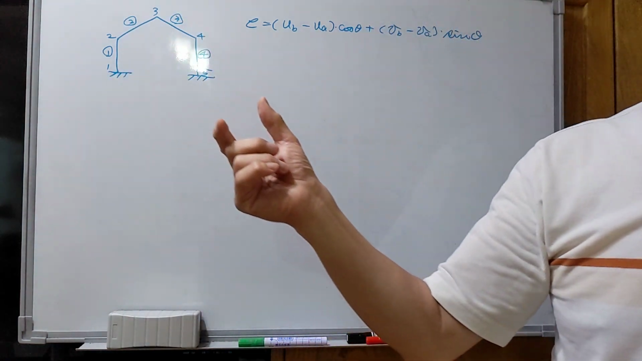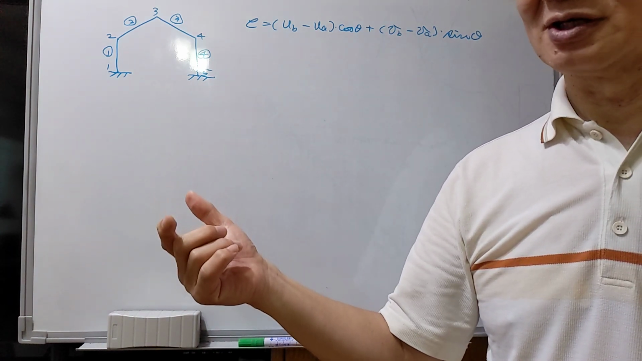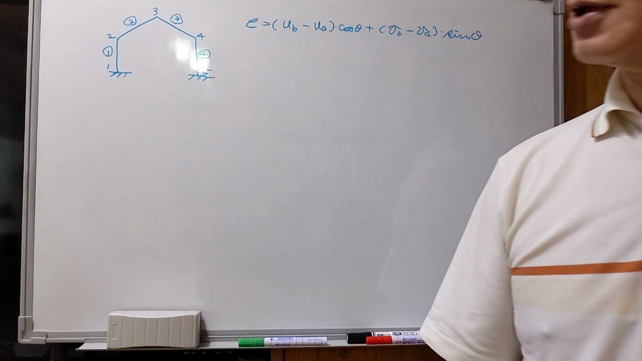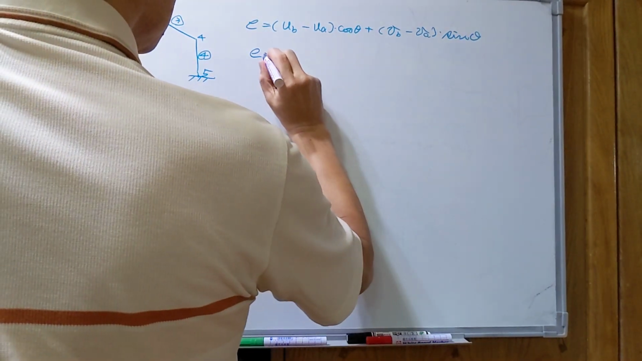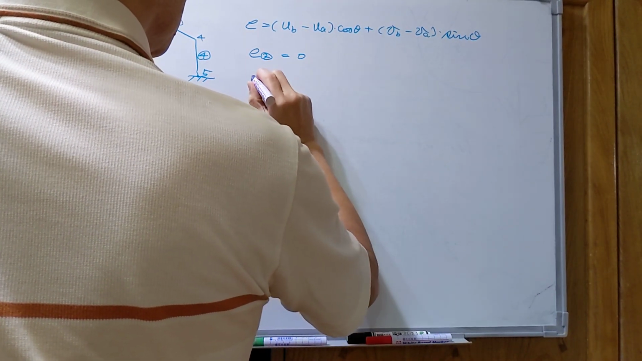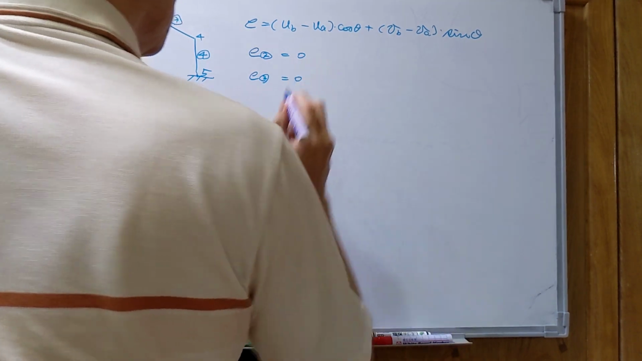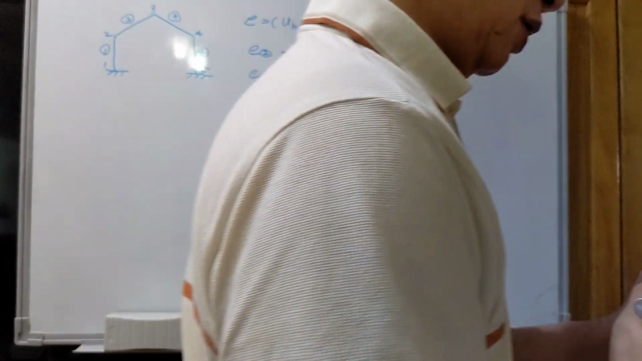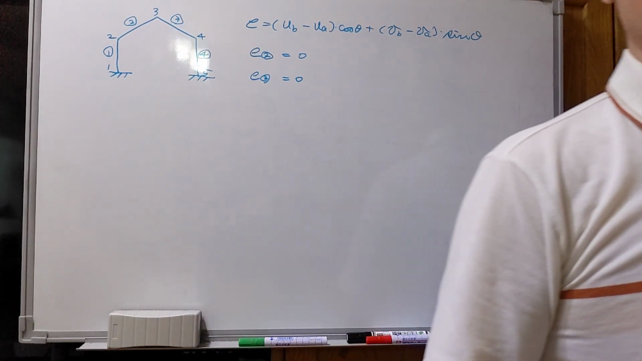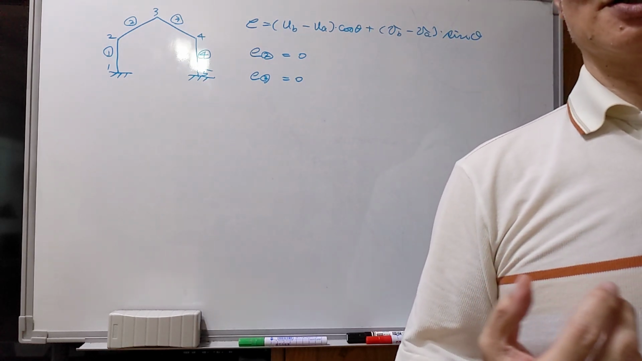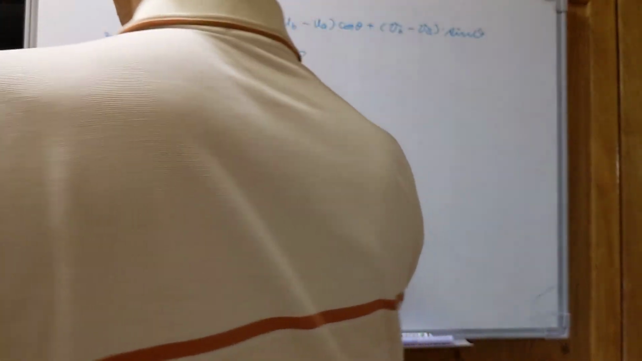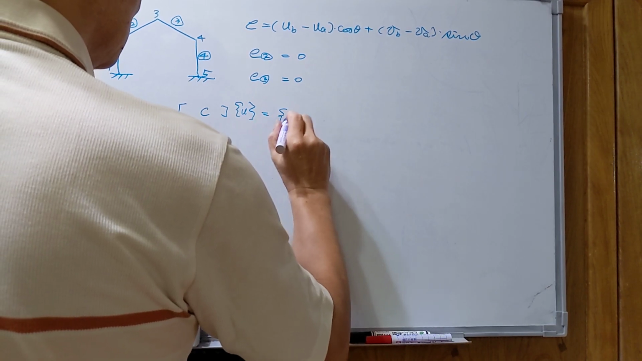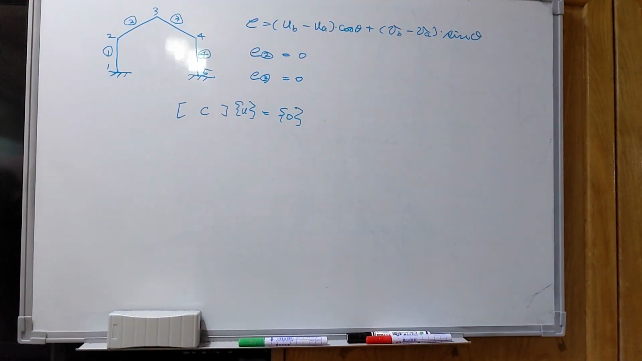Okay, sometimes we like to make simplified assumptions. If we neglect the axial deformations of element 2 and element 3, then we have E2 equal to 0 and E3 equal to 0. So that's the two constraint equations, or you can say they are the kinematic conditions. Then we can write them in a matrix form like this one.